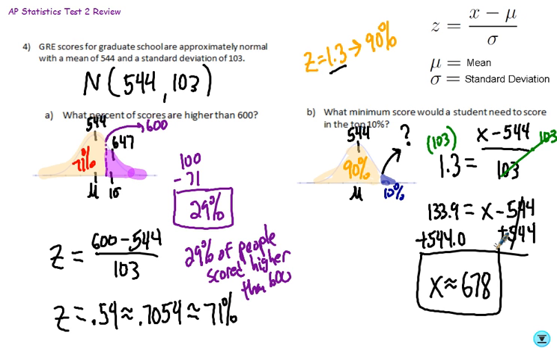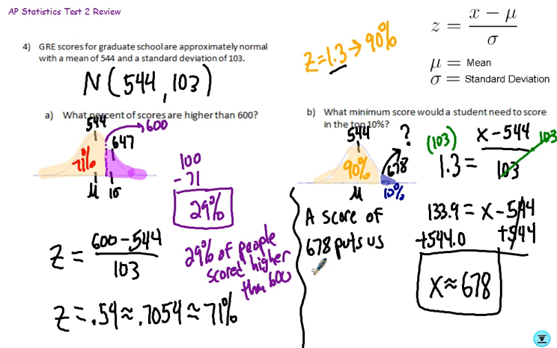So what that means is that I would have to get at least, we said that it was going to be more than a 600, because a 600 just got you in the top 29%. So we said that it was going to be more than 600. The exact number there is actually 678. That would get us in the top 10%, right? So a score of 678 puts us in the top 10%.